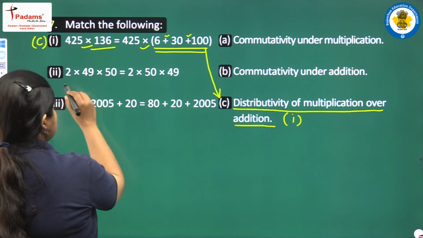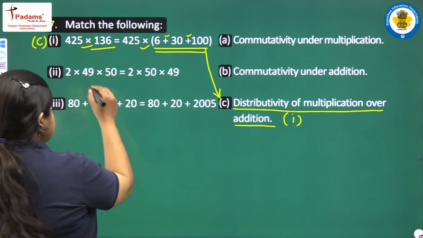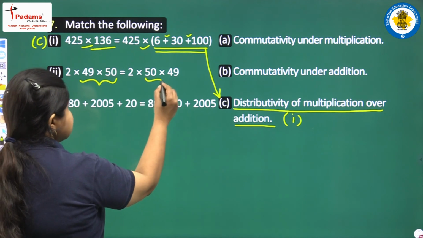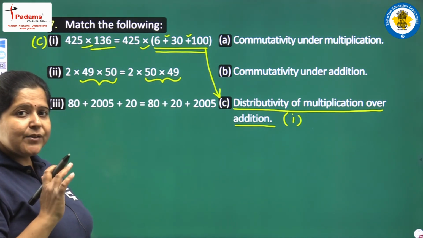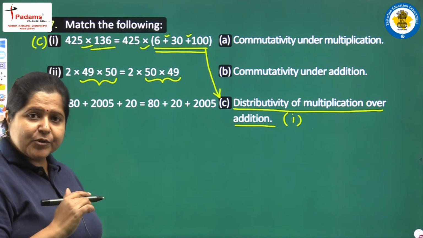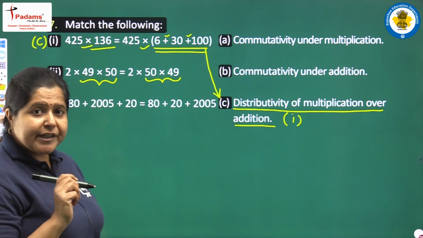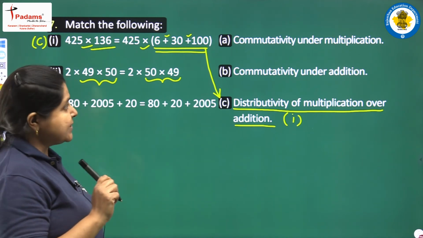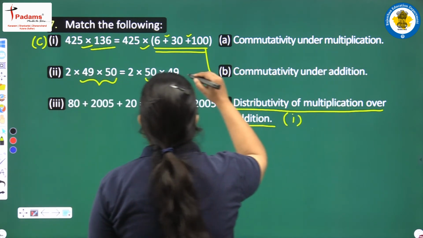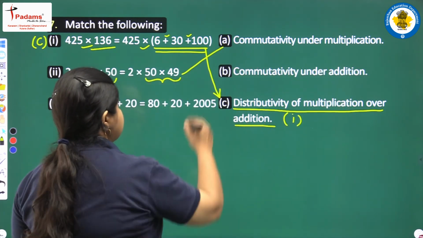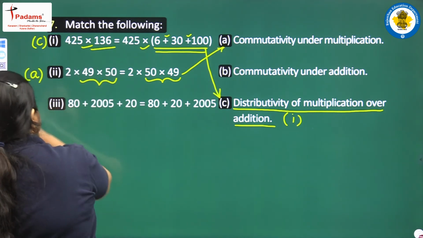Then we have 2 into 49 into 50, 2 into 50 into 49. Here the order of these two numbers has been changed. They both have been interchanged, and this we can do only by the property of commutativity. And since there is multiplication here, so commutativity of multiplication. Is it written here? Yes, commutativity under multiplication. So we can match it here in this way, or we can write here the part A.